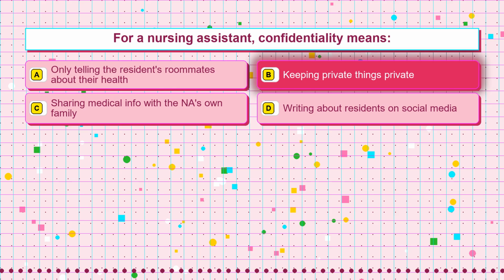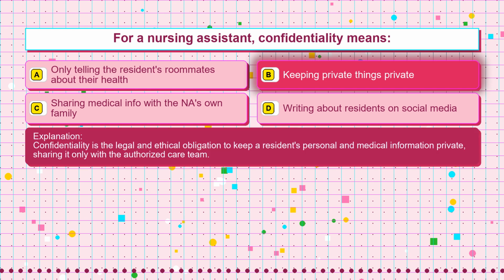The correct answer is option B. Keeping private things private. Confidentiality is the legal and ethical obligation to keep a resident's personal and medical information private, sharing it only with the authorized care team.